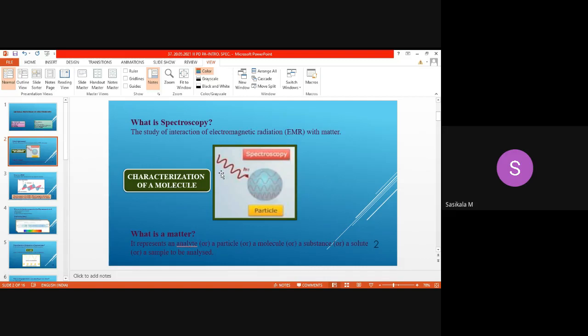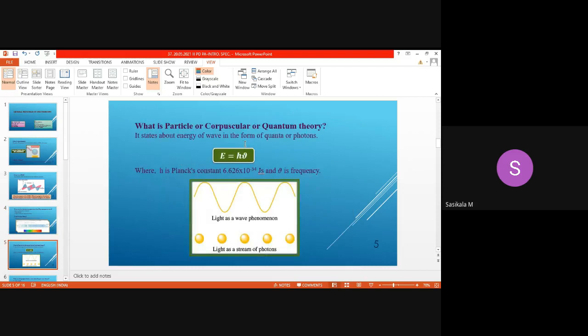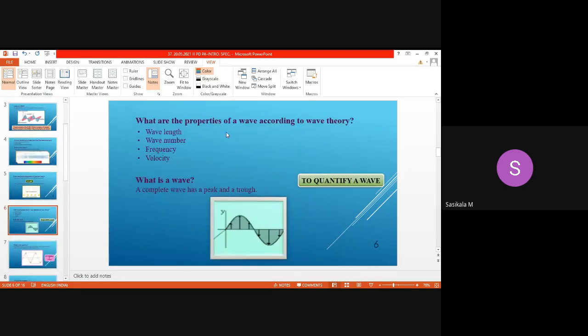So how can we calculate the concentration through the amount of radiation absorbed or the amount of radiation emitted? In order to quantify this wave, we need to follow wave theories. So what are the wave theories? Properties as per wave theory: either we can characterize the wave by using wavelength or wave number or frequency or velocity. These are the four parameters widely used to characterize the wave.